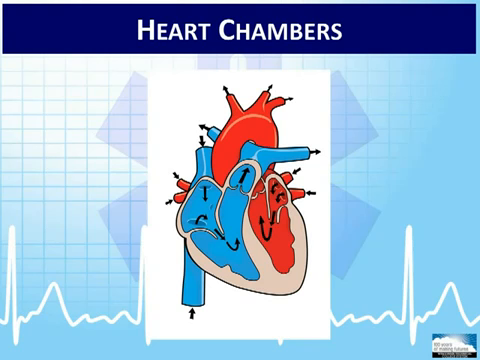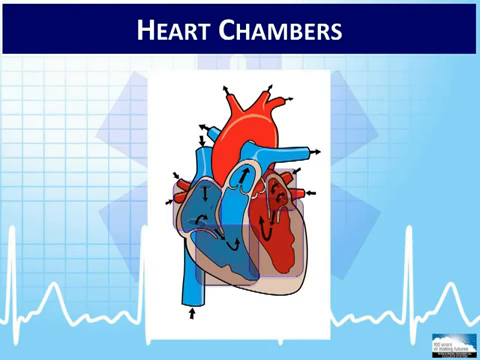Essentially, deoxygenated blood enters the heart from the rest of the body through the right atrium. From the right atrium, the blood moves into the right ventricle, where it is pumped out through the pulmonary arteries to the lungs. Oxygenated blood returns from the lungs through the pulmonary veins into the left atrium. From the left atrium, blood enters the main pumping chamber of the heart, the left ventricle, where the blood is then pumped out to the rest of the body.